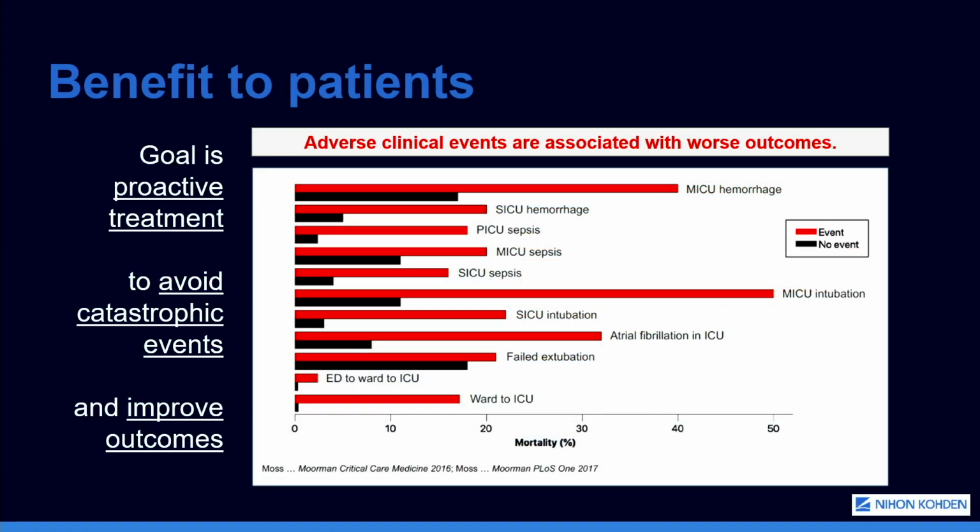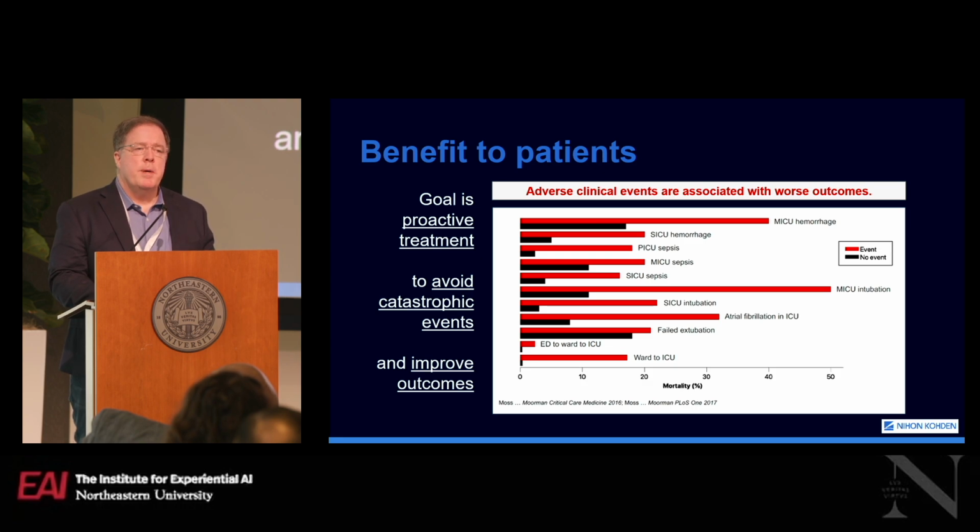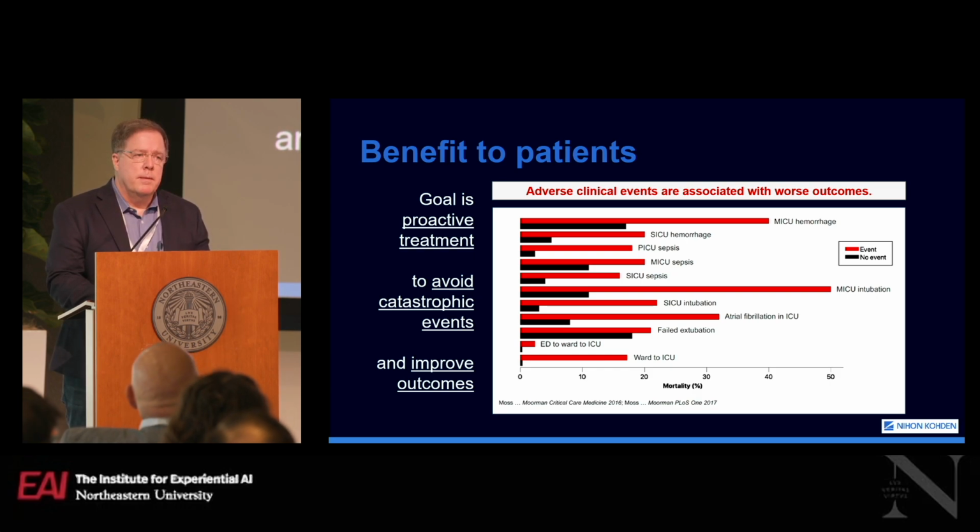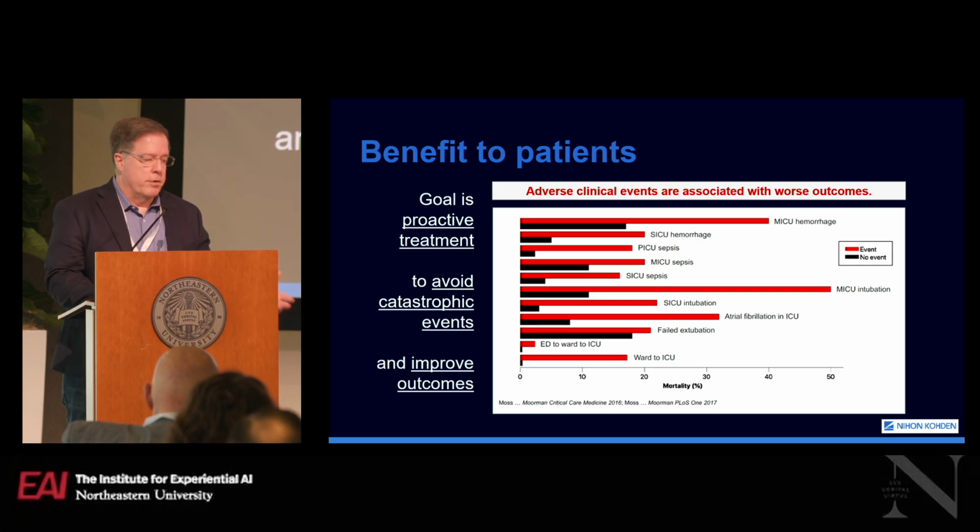And the reason for that is adverse clinical events are associated with worse outcomes. In this bar chart, you see that patients in red who experienced an adverse clinical event had a much higher mortality rate than the patients represented by the black bars, who did not. And so our value proposition is, let's inform clinicians early so that they can make decisions about proactive treatment and thereby reduce the number of adverse clinical events and improve outcomes. So that's the value proposition.